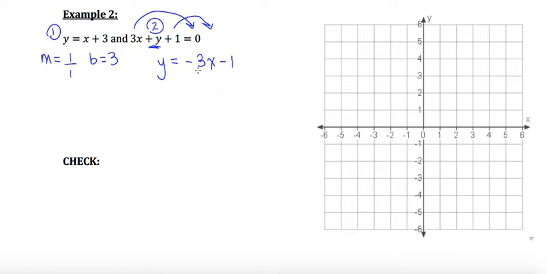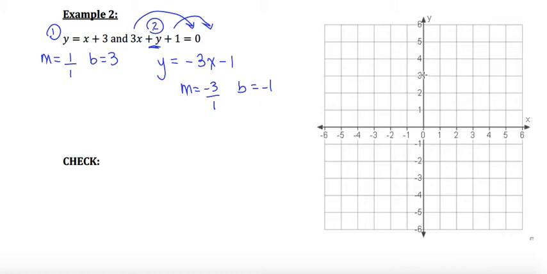Or if you wanted to show all your steps, you can do that as well. So this is my second equation. My slope is negative 3 over 1 because there's no denominator, and my y-intercept is negative 1. So now I'm going to go ahead and plot my lines.